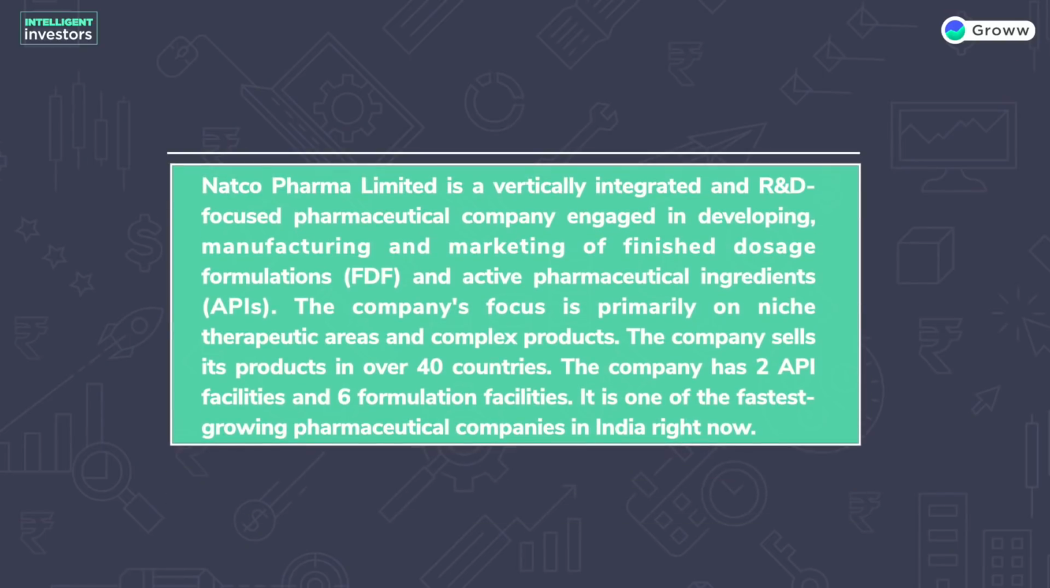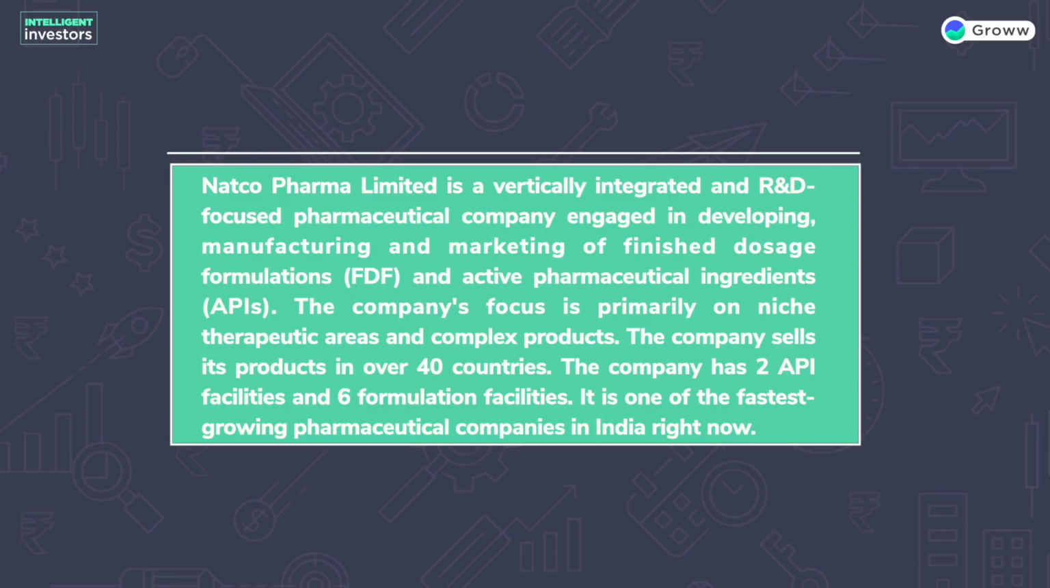Natco Pharma is a vertically integrated and very R&D focused pharmaceutical company. They're engaged in developing, manufacturing and marketing finished dose formulations, which is FDF that we spoke about before, and APIs, which is active pharmaceutical ingredient. So they operate in these 2 segments. The company sells in over 40 countries. They currently have 2 API facilities and 6 formulation facilities.